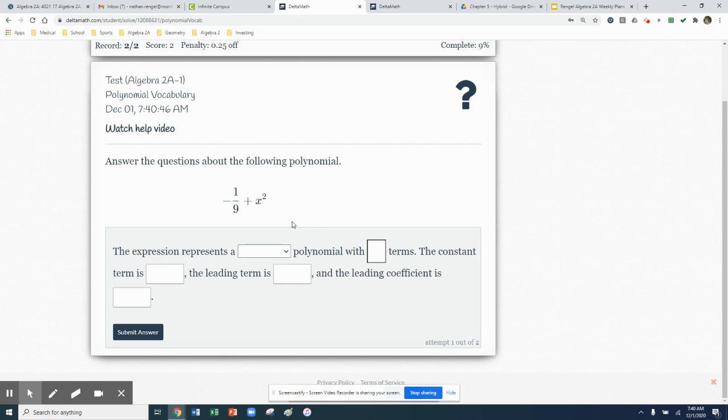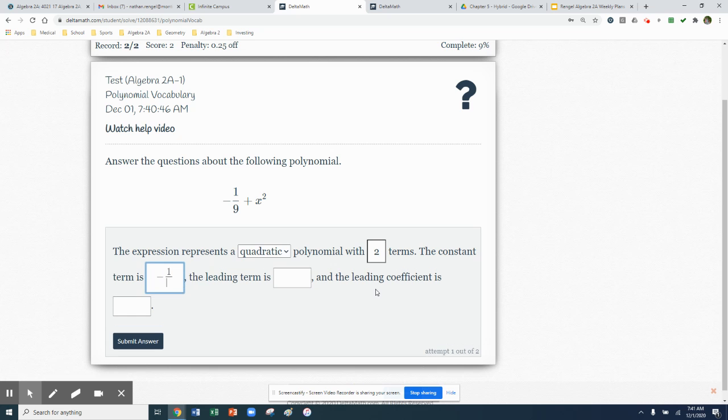So the next problem, we've got a negative 1/9 plus x squared. Now x squared is my highest degree, so that's how I determine my polynomial. So second degree is quadratic. The number of terms is going to be 2. I got the negative 1/9 and I got the x squared. The constant term is going to be negative 1/9. And I'm going to hit the backslash, which is right next to shift, to make a fraction. So negative 1/9. The leading term is going to be my highest degree, so that's going to be the term with x squared.